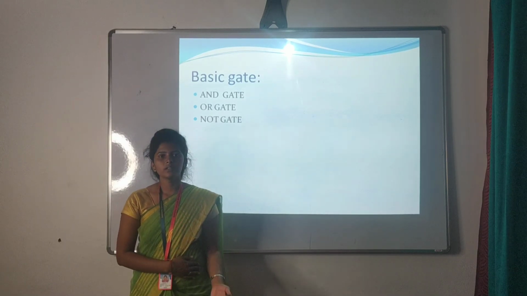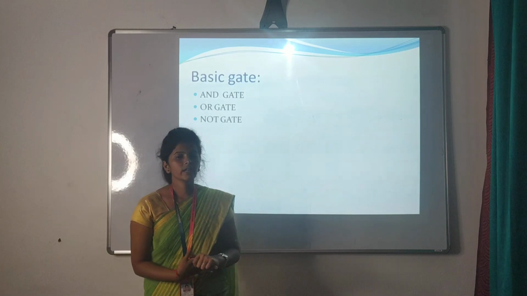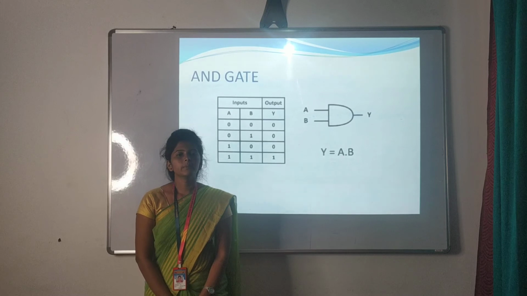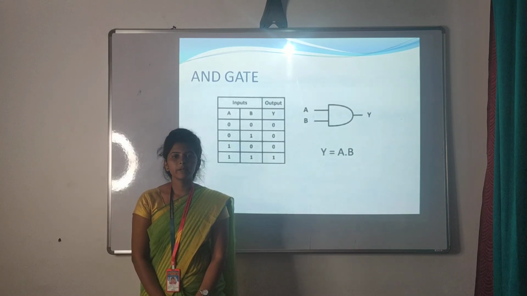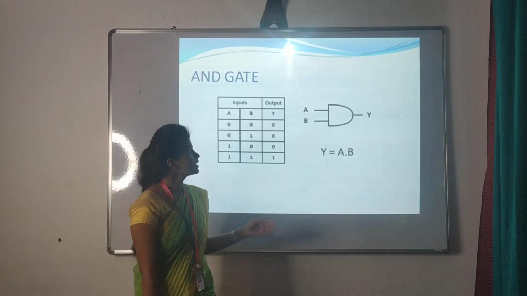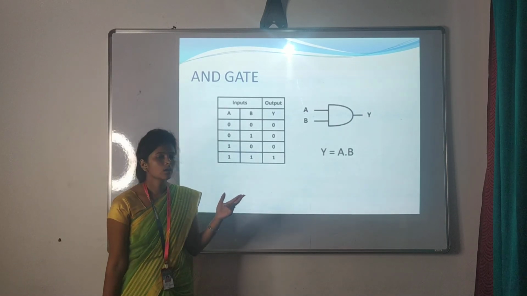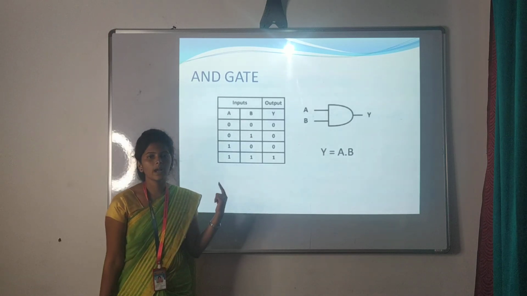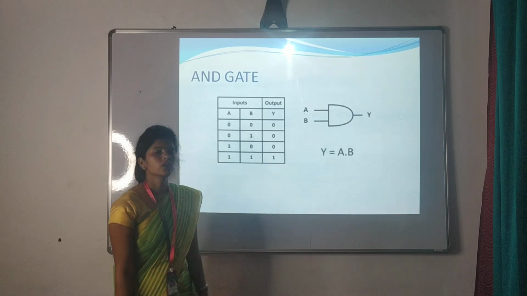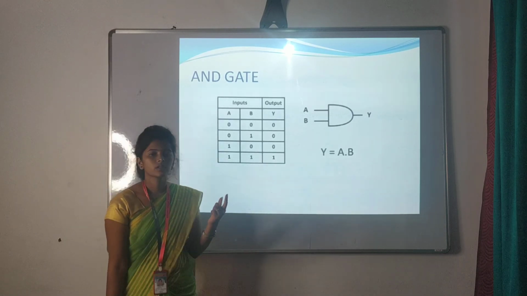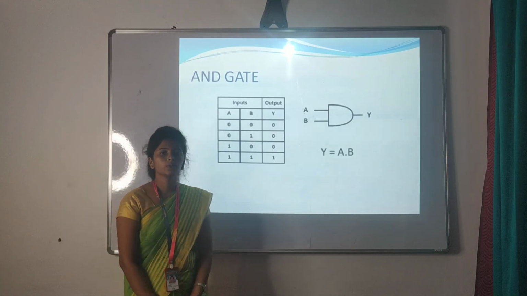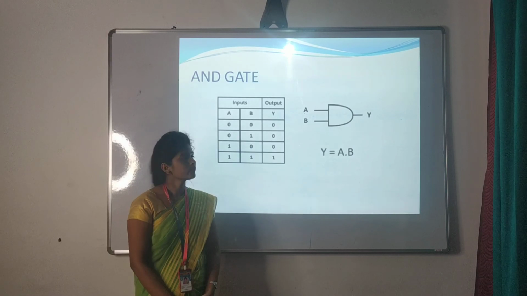Then we will discuss the AND gate in detail. The AND gate is also a logic gate. It performs logical multiplication on its inputs. Firstly, we will see the logical symbol, Boolean equation and truth table of the AND gate. First is the logical symbol. In the logical symbol of the AND gate, there are two inputs, first is A, second is B, and only one output, Y.